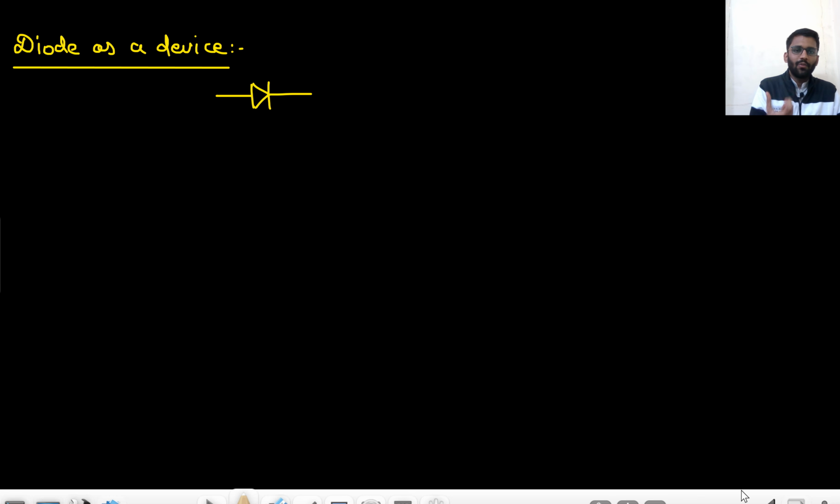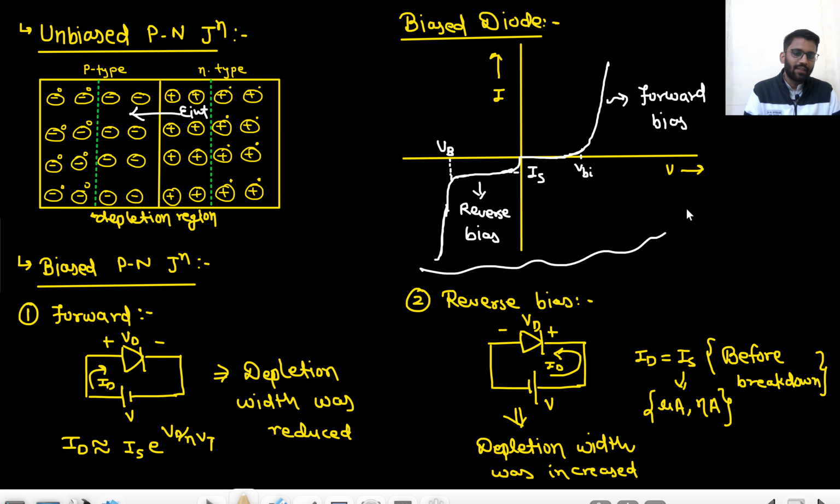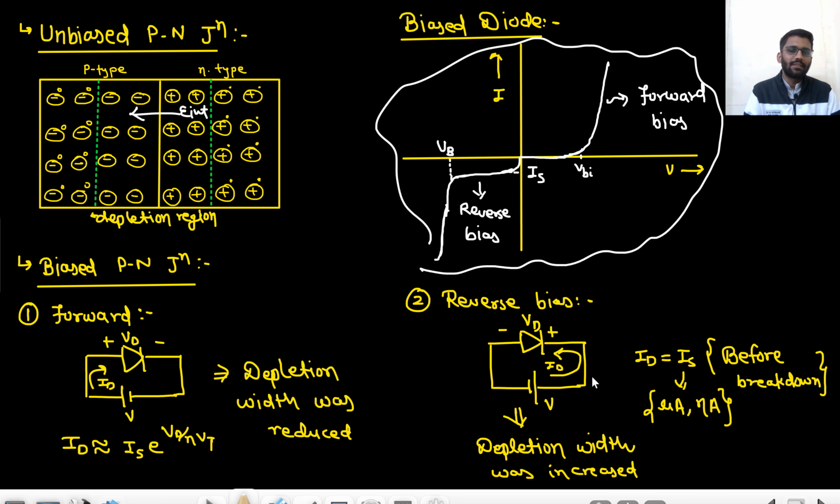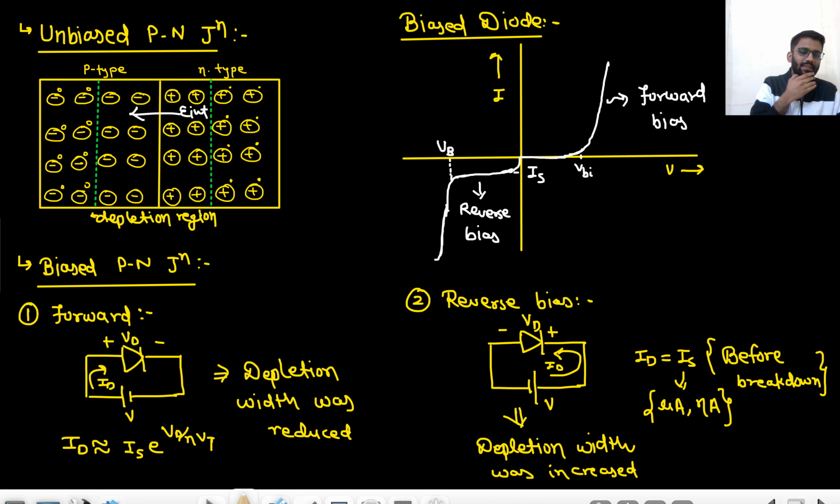In the next lecture we will study the diode as a device in a circuit, how we will use it and what its use is. We will see different models of diode, ideal diode, piecewise linear model. We will use only these characteristics to make different models of diodes. That we will study in the next lecture.